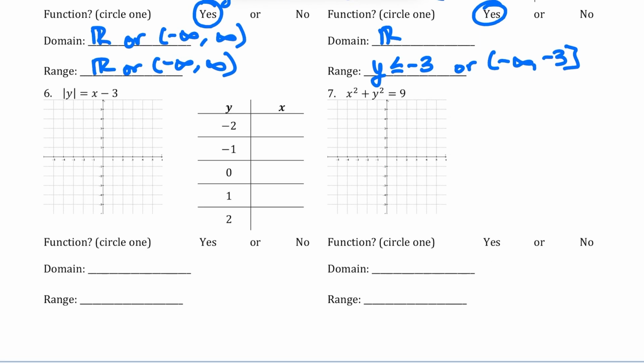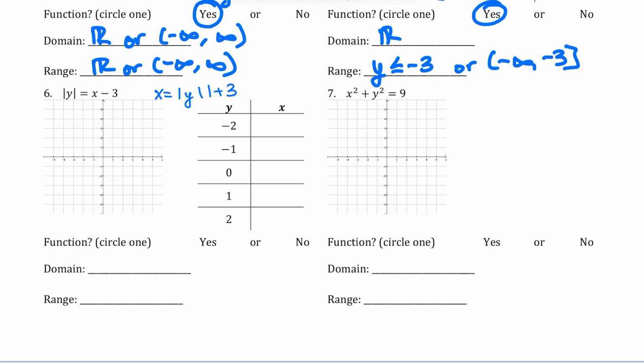Now what about number 6? Notice that the absolute value bars are on the y. So here, instead of like the last problem where I solved for y, I'm going to solve this one for x. So I'm going to add 3 to both sides. I'm going to fix that y. I almost started writing an x.